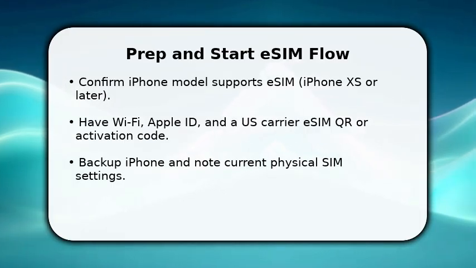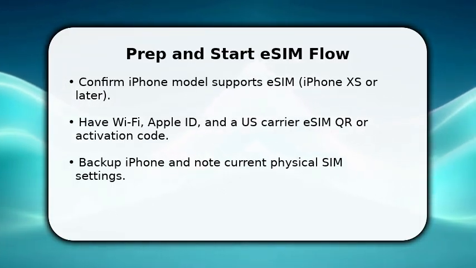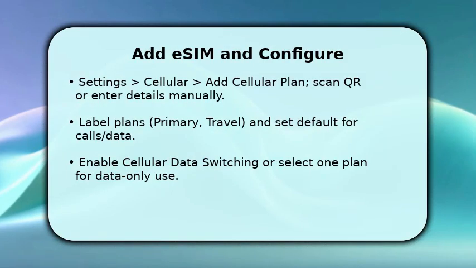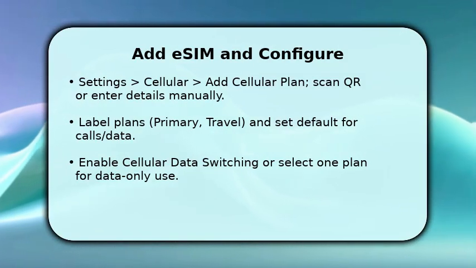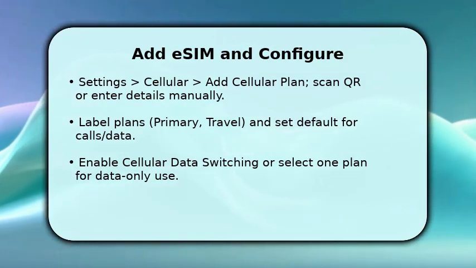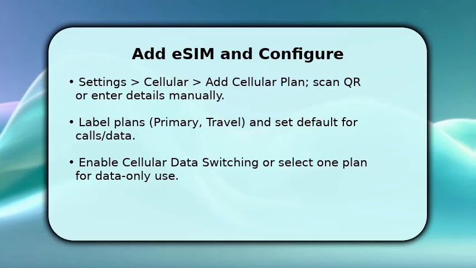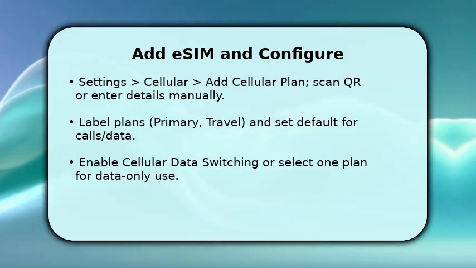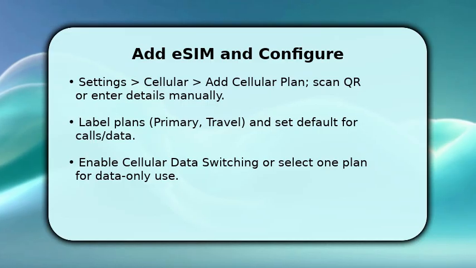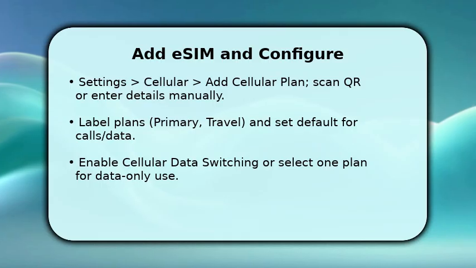Now open Settings and tap Cellular to begin adding a cellular plan. You scan the carrier QR or choose Enter Details manually if needed. The phone will validate the eSIM and download the profile. Once the plan appears, label it clearly so you know which is your US line versus any home SIM.